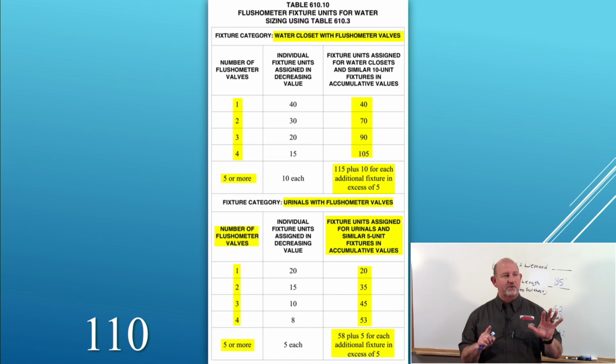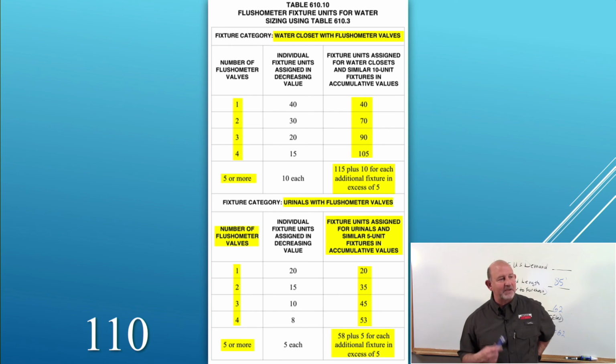So I've got 6 flushometer valve water closets, right? So I said 5 a minute ago. We got 6. I'll show you the design in a minute. So 115 plus 10 for each additional in excess of 5. I had 5, 115, one more, be 125. Down below that, I have 3 urinals. 3 urinals are worth a total of 45, right?